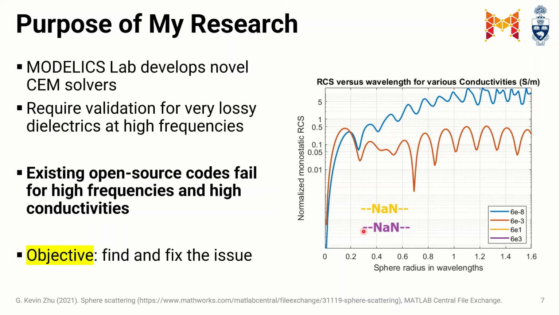As you can see in this picture here, we were expecting 4 different curves to show up for 4 test cases, each one with a different conductivity. But the code returned not a number for the 2 high conductivity cases. So we suspected that there was a numerical issue preventing the code from producing results. So my job was to find and fix that issue.